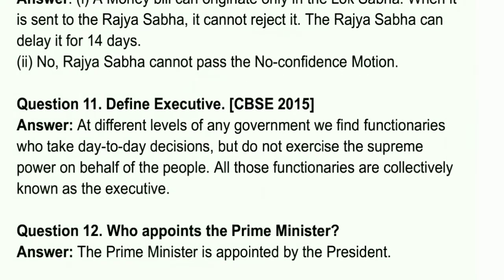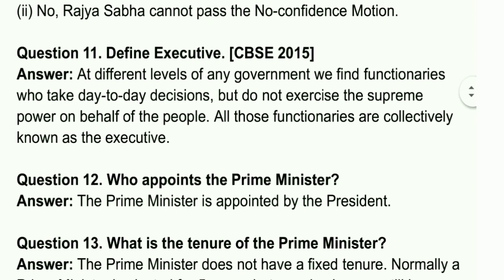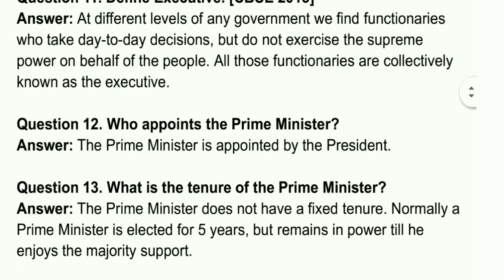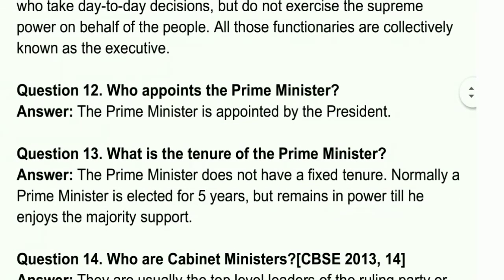Next question, define executive. Answer, at different levels of any government, we find functionaries who take day-to-day decisions but do not exercise the supreme power on behalf of the people. All those functionaries are collectively known as the executive. Next question, who appoints the Prime Minister? Answer, the Prime Minister is appointed by the President.